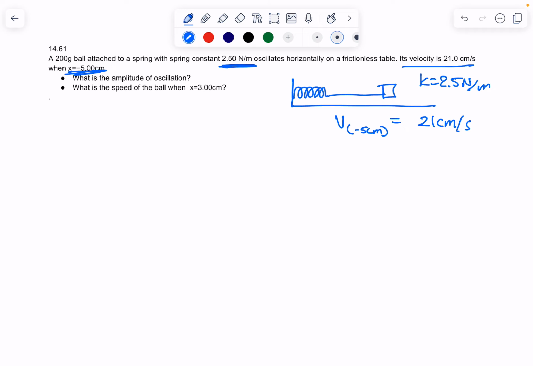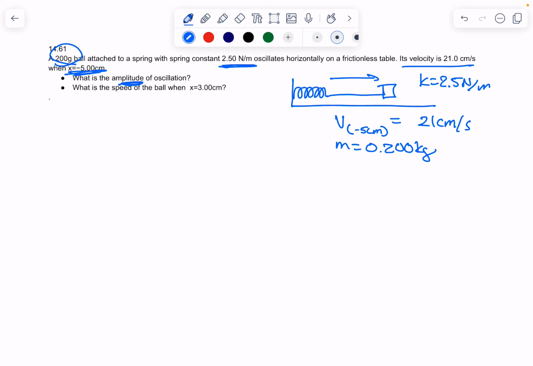We also know the mass of the ball, m is 0.200 kilograms. So what I want to do is figure out a bunch of things. First of all, I had to find the amplitude. I know that at max acceleration it's at its max position, where I've completely stretched the spring. I don't know how far that is, though, because I want to find the amplitude first.